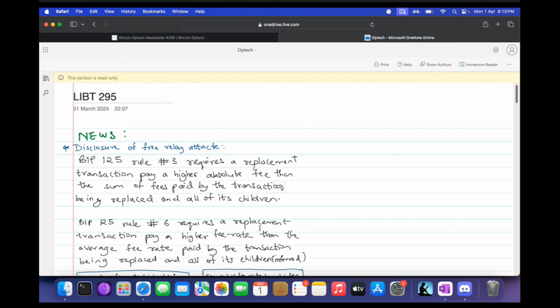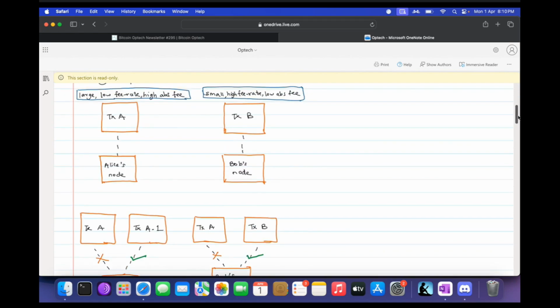It needs to pay a higher fee rate per virtual byte. So even the absolute fee rate needs to be higher, and the absolute fee needs to be higher, and the fee rate also needs to be higher. And if any of these are not higher, then the transaction will be rejected. So this attack, as I have summarized it, is as such.